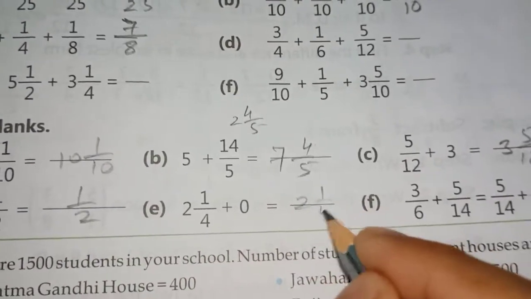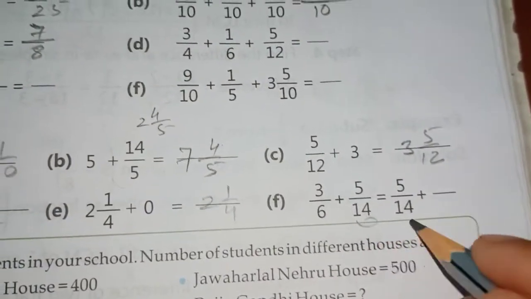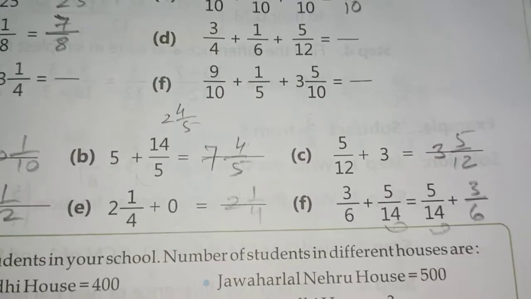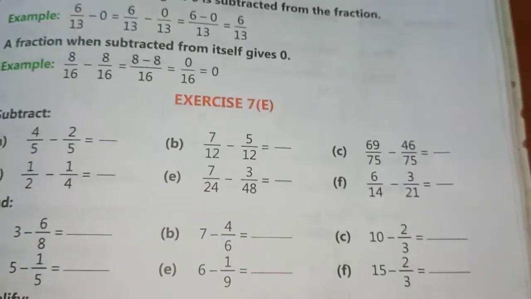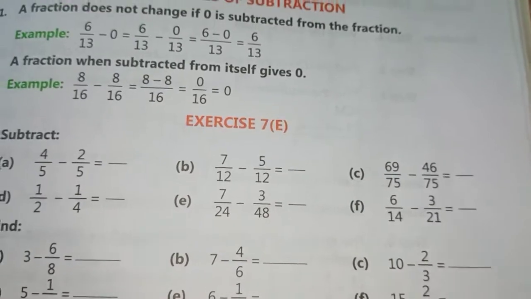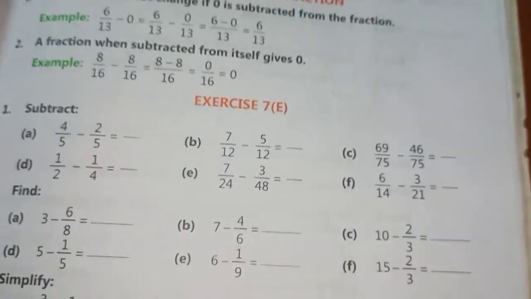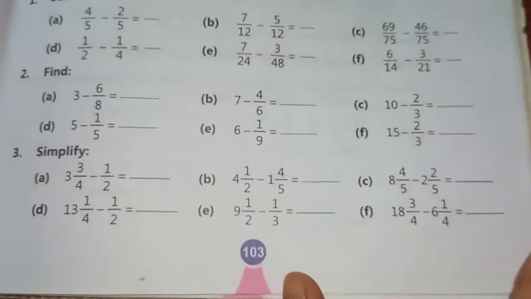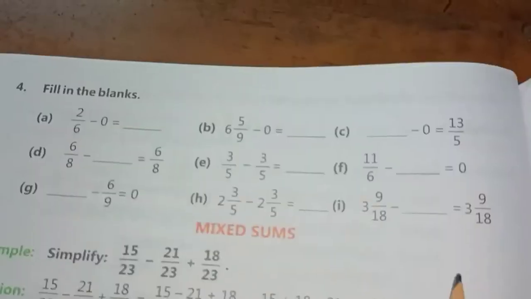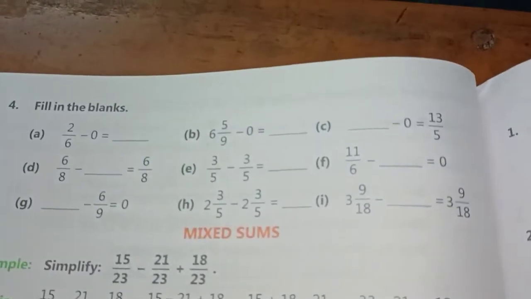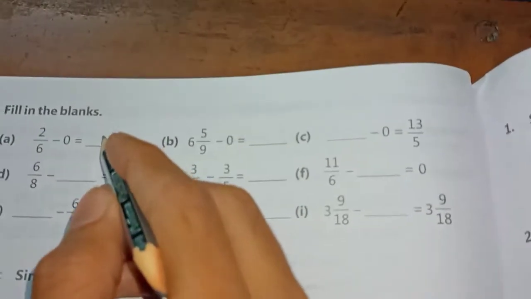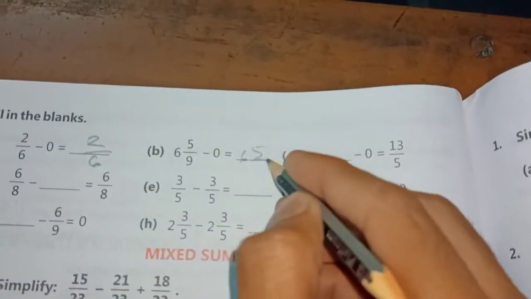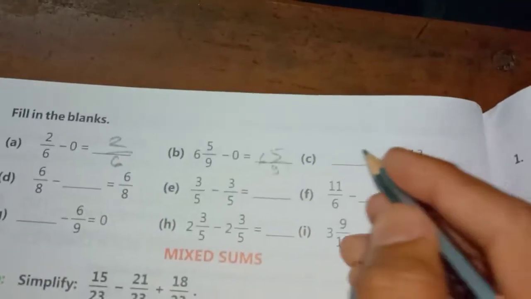Here also 2 and 1 by 4. And here it is 5 by 14, 5 by 14 on both sides. So we will write 3 by 6 here. Now as we did exercise 7D, in the same way we will do exercise 7E. Only in place of plus we will do minus. So it is your homework. Only question number 4: 2 by 6 minus 0 equals 2 by 6 only, because it doesn't change the answer when we are subtracting 0.